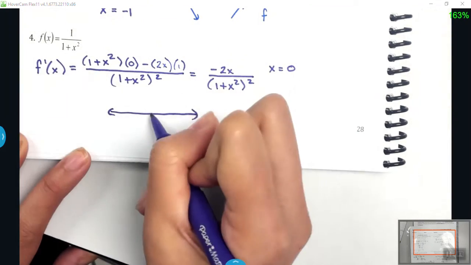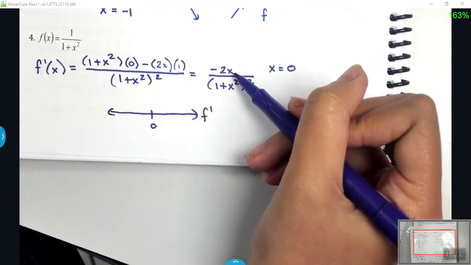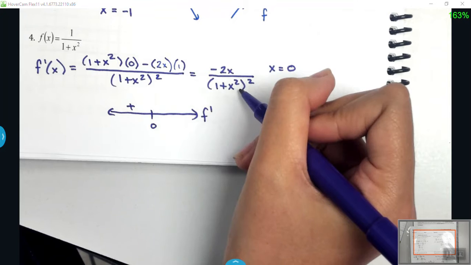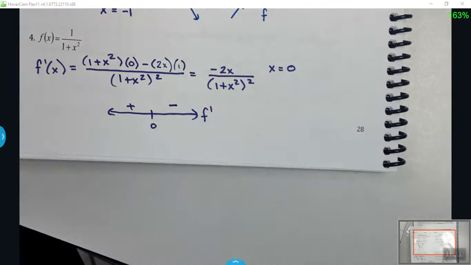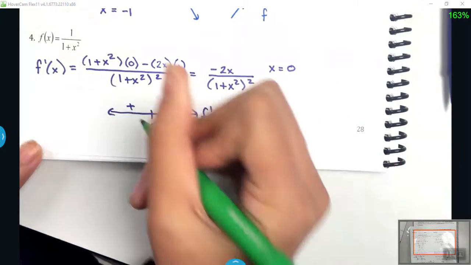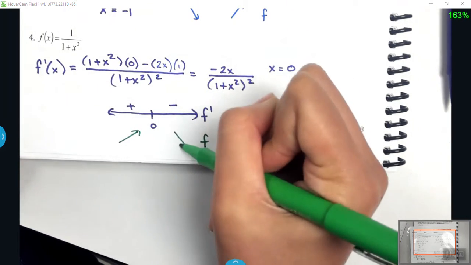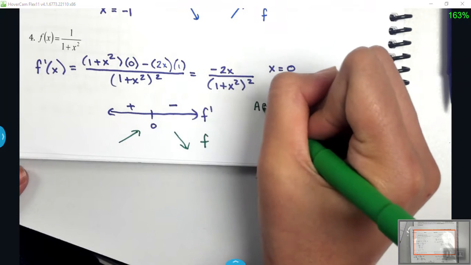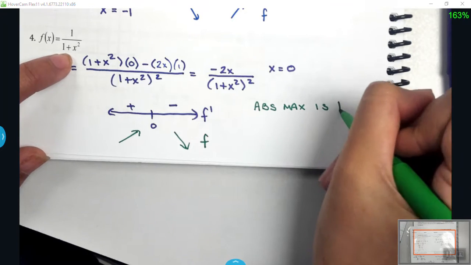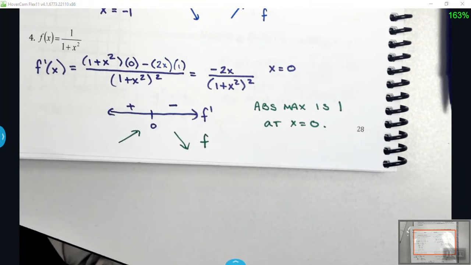Number line. 0, f prime, positive, negative. Okay, so it goes from positive to negative. So that would mean that, what is f doing? Okay, so 0 is my absolute max. F of 0 is 1 at x equals 0. Okay? Easy?